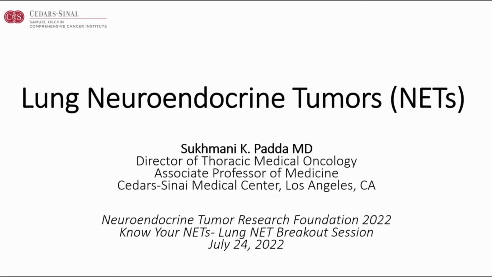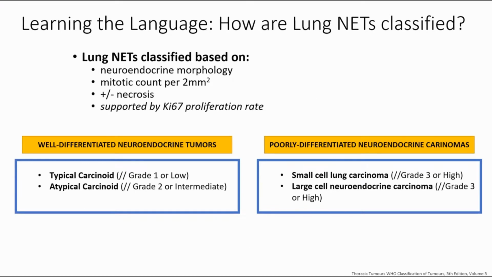So there are some unique characteristics of neuroendocrine tumors of lung origin. I did want to highlight some of those for all of you this morning, although it may be afternoon where you're located. First of all is learning the language of lung neuroendocrine tumors, because the classification scheme for lung neuroendocrine tumors is quite different from gastroenteropancreatic neuroendocrine tumors, and it can be confusing.